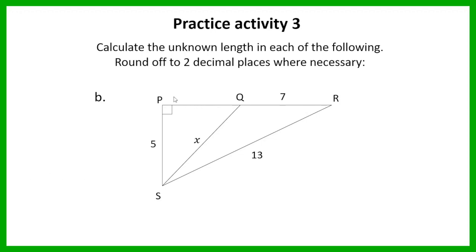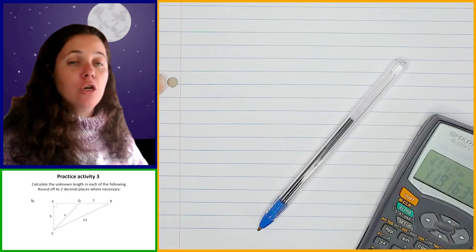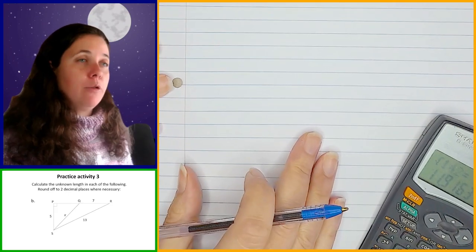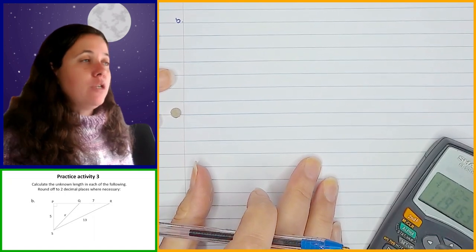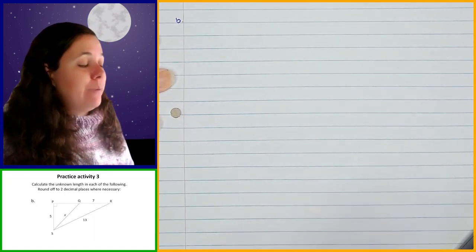First, I need to work out the length of PR so that I can work out PQ, and then I can use it to work out X. Okay, so over here, I'm going to start off in this example, for question B, working out the length of PR.